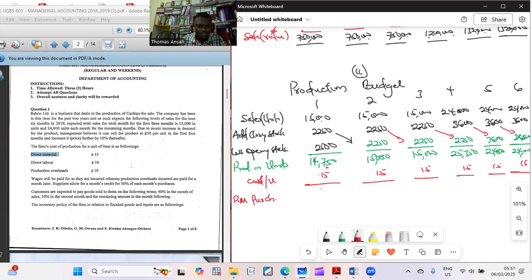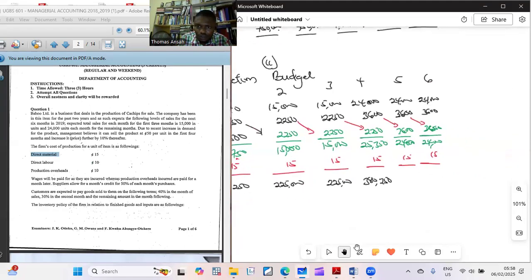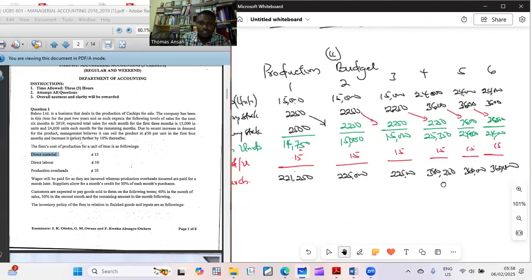Raw material purchase budget. And when you multiply, the figures you gave me was 221,250. You gave me here to be 225,000. Then this one was 380,250. All right. Then the next one is 360,000. Easy peasy. That is that.